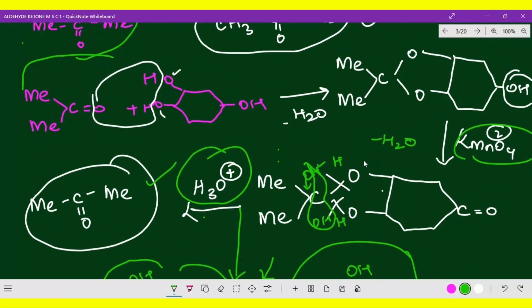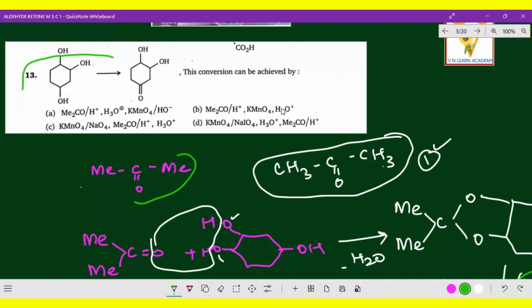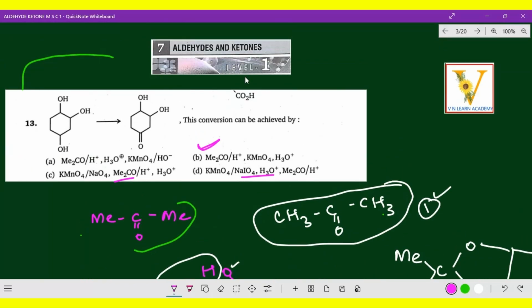So which is the correct option, A, B, C, D? Let us check. This is the product we already received. But what is the idea? First thing Me2CO, that is dimethyl ketone. In the second one, KMnO4 and H3O plus. So option B is the correct option. These others we are not using. Only option B we are using. I hope you got the clarity. Come on, let's go to the next question.